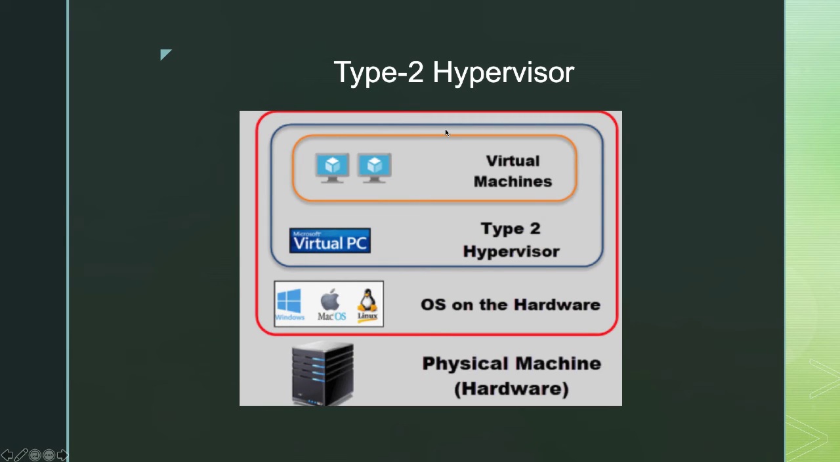So if you see the difference between type 1 and type 2, this OS on the hardware, this operating system, is the only missing part in type 1. Otherwise they are the same. When I say they are the same, that does not mean they are completely different from the design perspective, but from the top-level architectural perspective, this is the missing part.